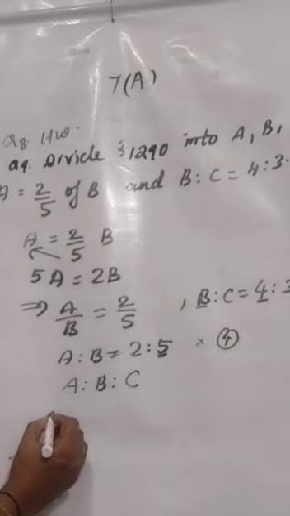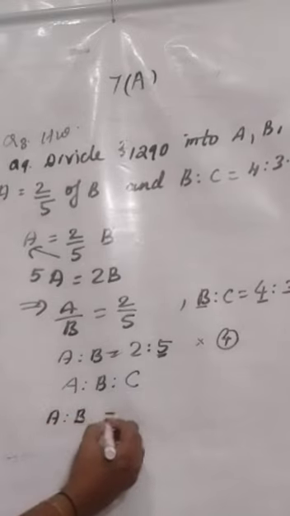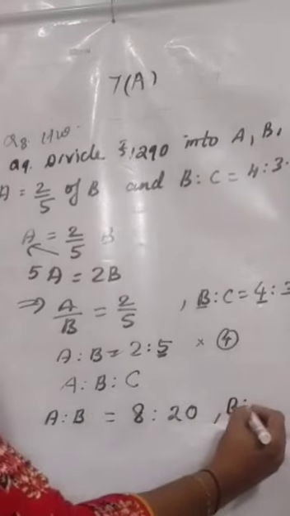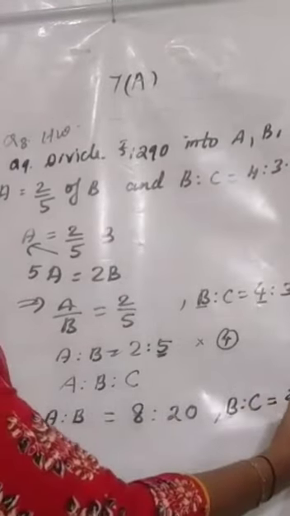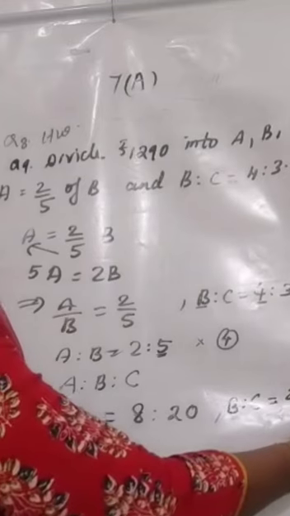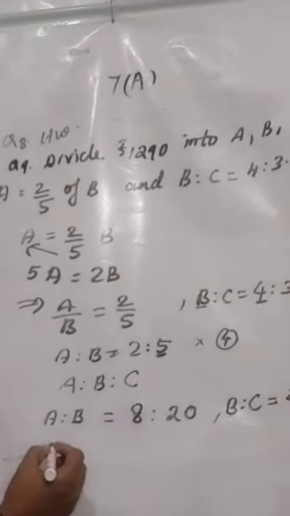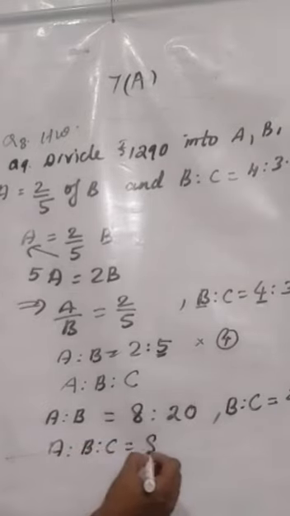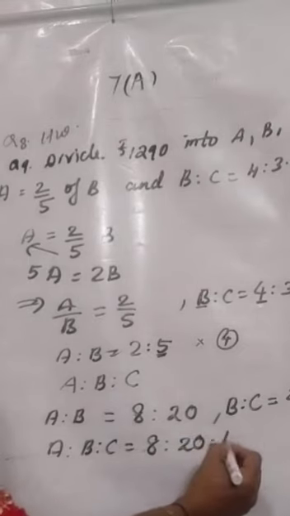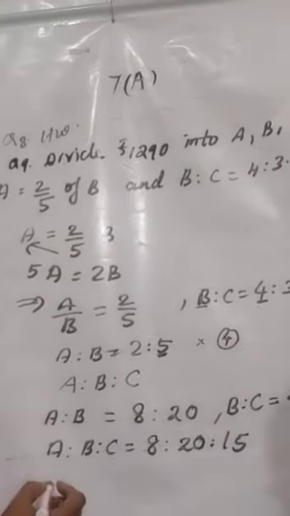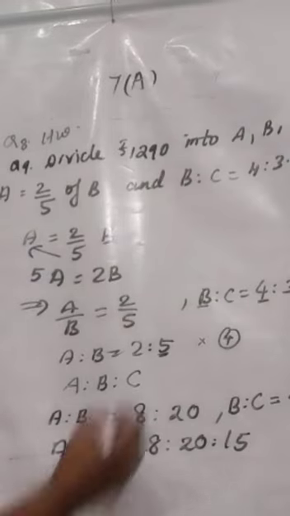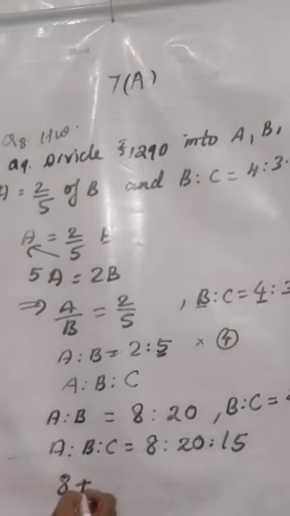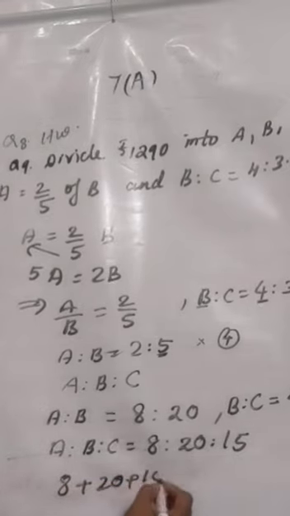That is, A is to B changes to 2 4s are 8, 5 4s are 20. Similarly, B is to C changes to 4 5s are 20 and 3 5s are 15. So we can write A is to B is to C as 8 is to 20 is to 15. So this is the ratio. Let us divide the number 1290 in the ratio A is to B is to C. First we have to add them. What is the sum of 8, 20 and 15?